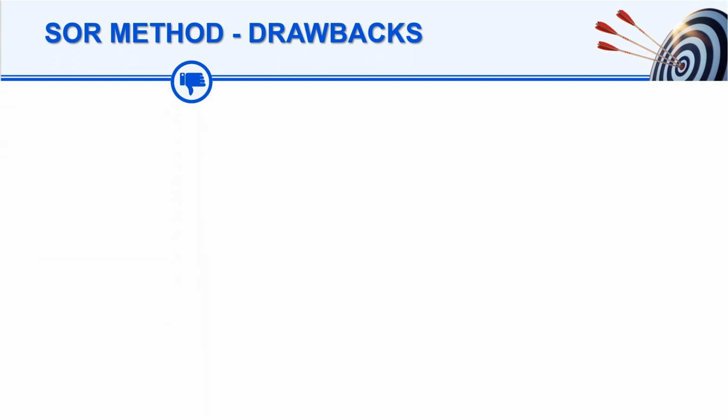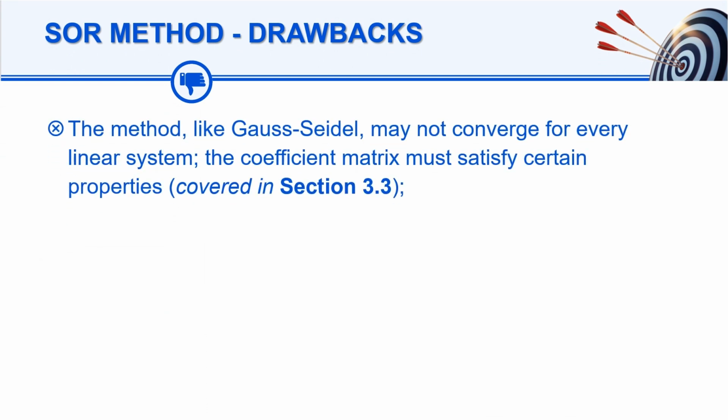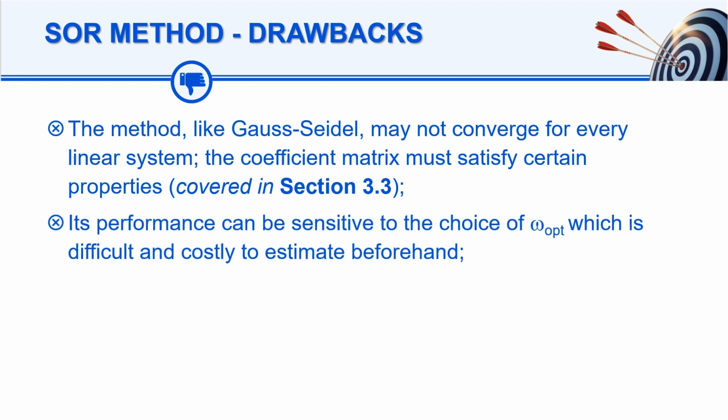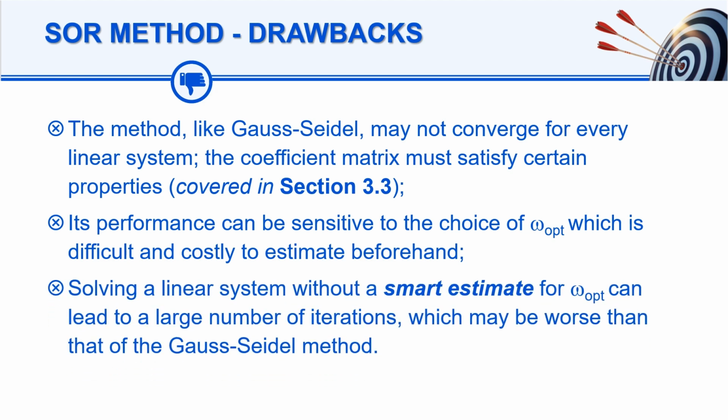The drawbacks of the method are: the method, like Gauss-Seidel, may not converge for every linear system. The coefficient matrix must satisfy certain properties, as covered in Section 3.3. Its performance can be sensitive to the choice of omega optimum, which is difficult and costly to estimate beforehand. Solving a linear system without a smart estimate for omega optimum can lead to a large number of iterations, which may be worse than that of the Gauss-Seidel method.